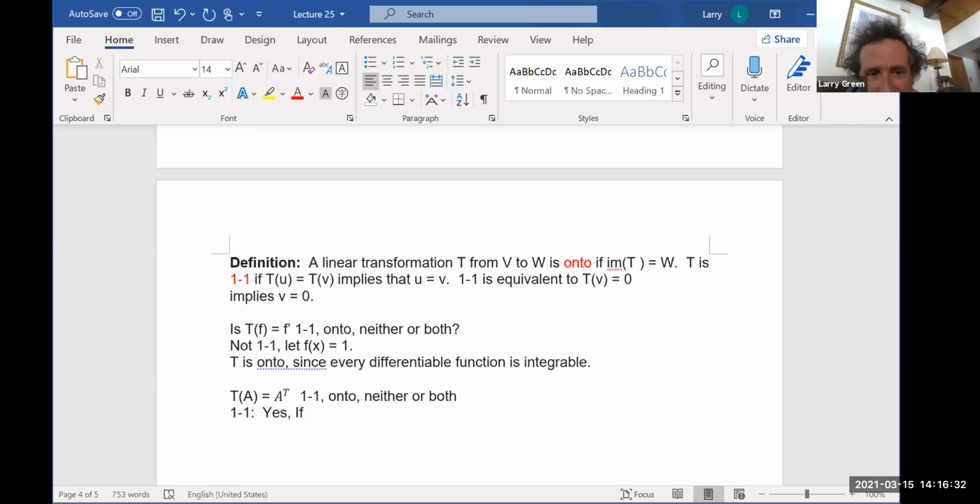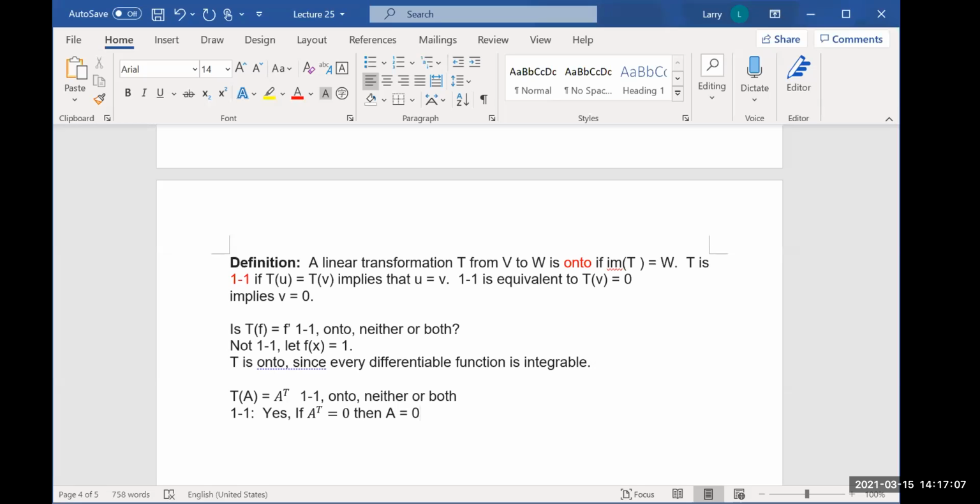So if A transpose is equal to 0, then A equals 0. Any questions on that? Okay, if all you did was switch the order of the numbers and you got the 0 matrix, then the numbers must all have been 0. Do you agree? Yes. Yeah, that's all that's saying.